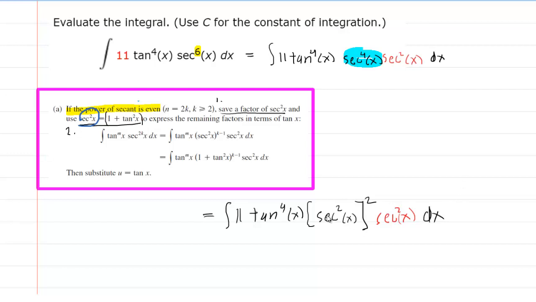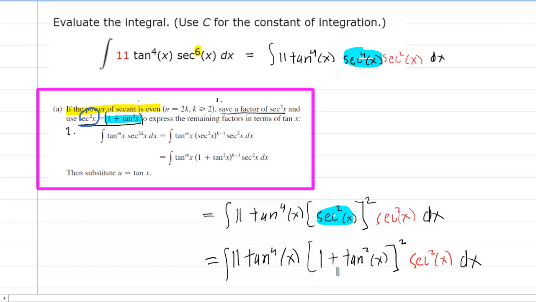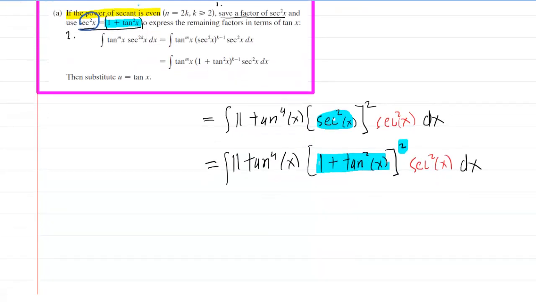So now we can take this secant squared of x and replace it with 1 plus tan squared. So let's go ahead and do that. So we've gone ahead and have done that. There it is right there. The secant squared was replaced with the 1 plus tan squared. Don't forget that you still have the square on the outside. A lot of times it's easy to forget that square. So now we move on to the third stage or step of this problem.